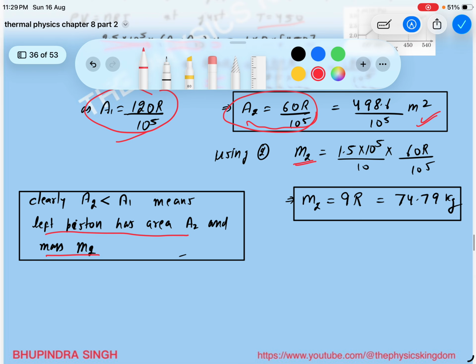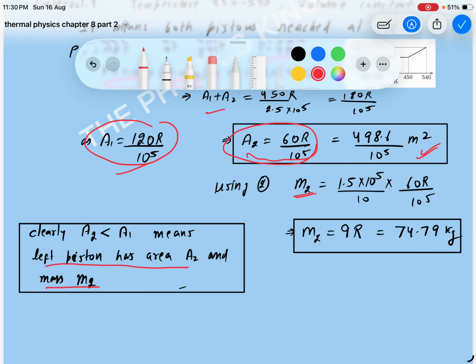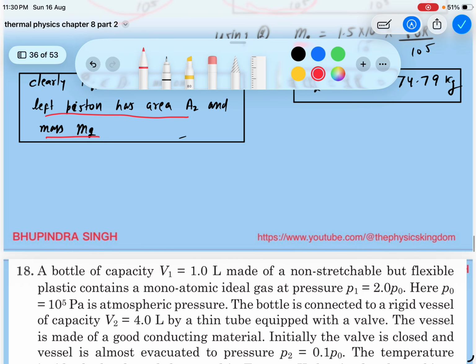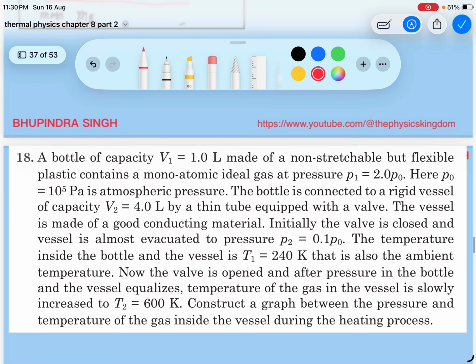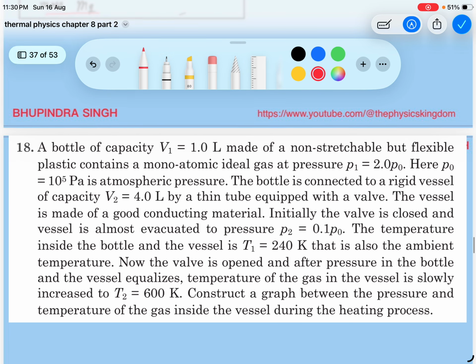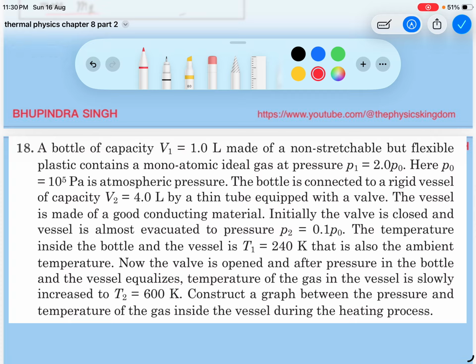It was a very interesting question. Personally, I enjoyed this question very much while solving, as well as when I explained it in my class. That time also I enjoyed. Now question number 18. Another very valuable concept, a very interesting and enjoyable question. It is not a question, you can say it is an enjoyment. So read this question and try to do it by yourself.